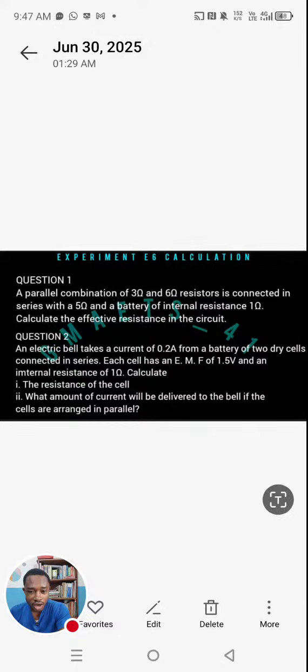Remember the question we've solved. Look at it, question number 4 and question number 3, which I tagged question number 1 and 2. Question number 1 corresponds to question number 3. And then question number 2 corresponds to question number 4.